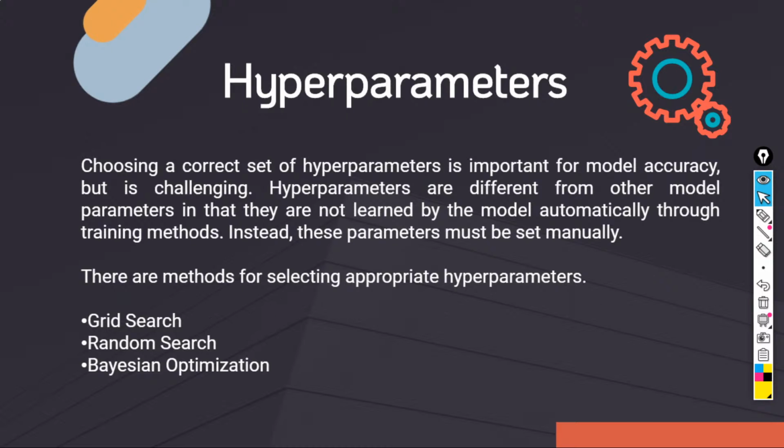Now there are different methods for selecting hyperparameters. The first one being grid search, the second one being random search, and the third one being Bayesian optimization.